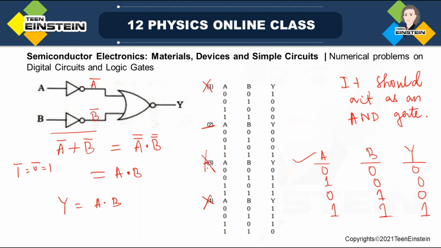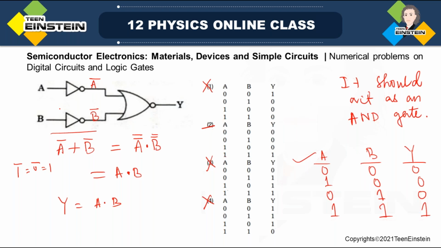Third one is also not true. Because look here, this is saying if either of A or B is on, then you will get the operation on. This is actually for OR gate. This third is actually for OR gate. It is not for AND gate. So these are not the answers. Only the second will represent the correct operation for this given digital circuit.